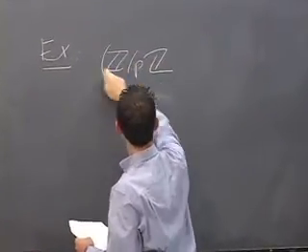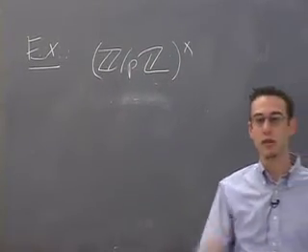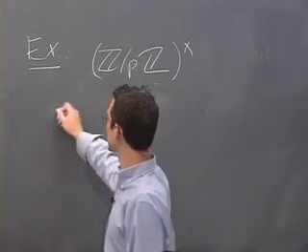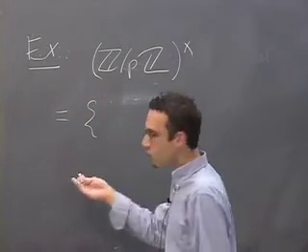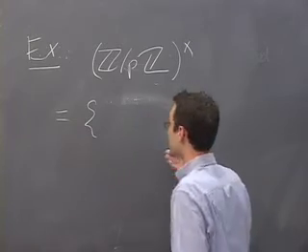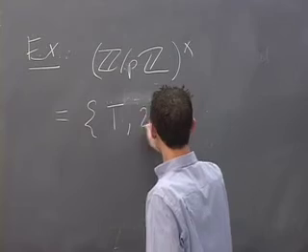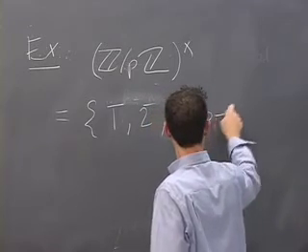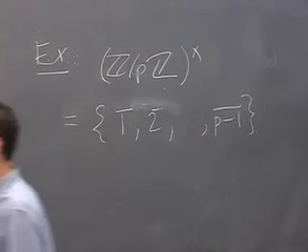What does (Z mod PZ)* look like? Yeah, go ahead. Everything except for 0. All of 1, 2, 3 up to p minus 1 are certainly relatively prime to p. So this is 1, 2. So another example.